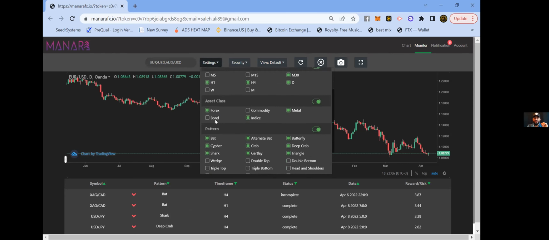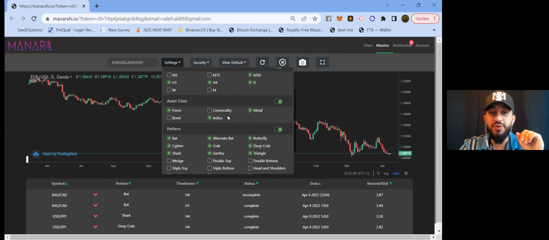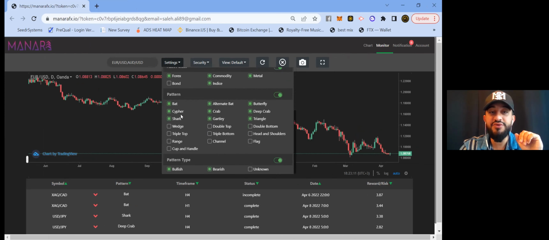We're looking at Forex pairs, indices, metals as well. Let's throw commodities in here too. These are the patterns I like to look for. Bat, cipher, shark. Let's see here. We got our alternate bat, crab, Gartley. I told you guys I don't like to trade the double bottoms or the triple bottoms or the triple tops. Channel I'm not a big fan of. We got your double bottom, which I'm not a big fan of. Head and shoulders I like. And then our flag pattern, butterfly, deep crab.